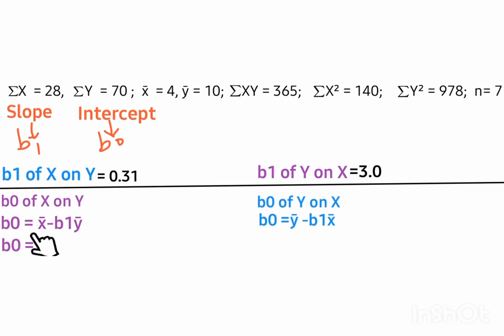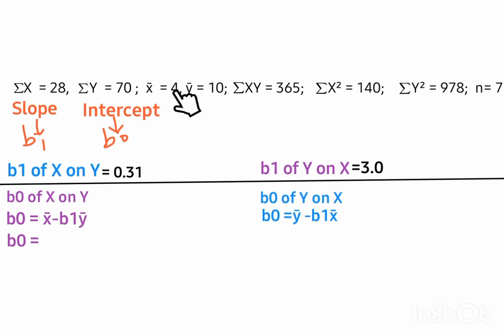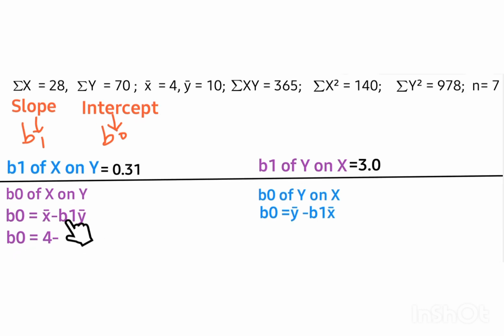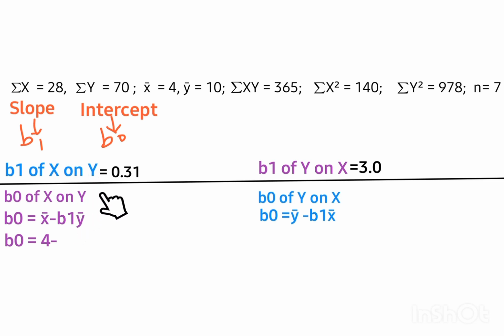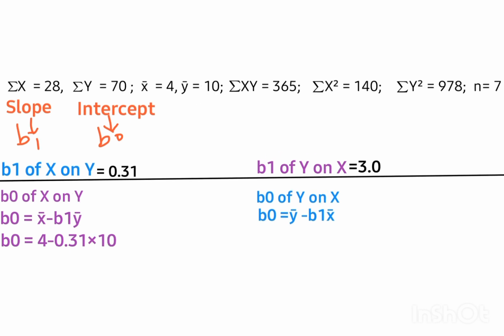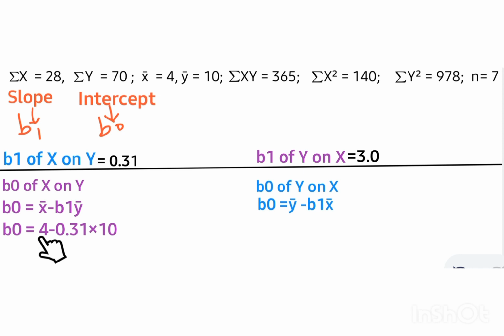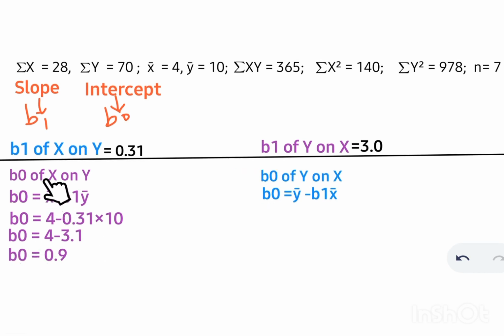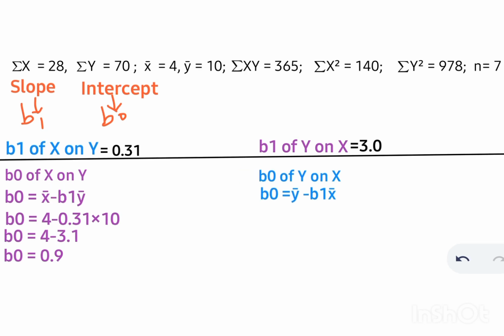Trace back our value 4 and we record that now. Minus b1. b1 in this context is the b1 of x on y, which we got 0.31. Write that now. Times mean y 10 and we record that. b0 will be equal to 4 minus 0.31 times 10 gives 3.1. 4 minus 3.1 gives 0.9. Therefore, the intercept of x on y is 0.9.